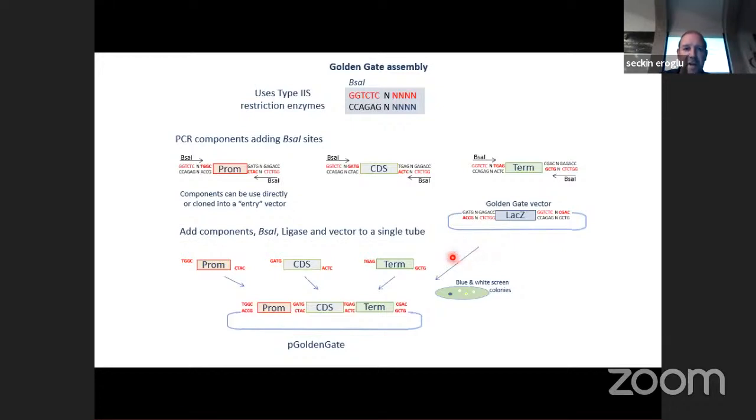Because the components are actually cut out of these first plasmids, leaving them with these overhangs, and leaving the enzyme recognition sequence within the vector backbone. Once these have ligated, they are stuck permanently. The enzyme won't come again.